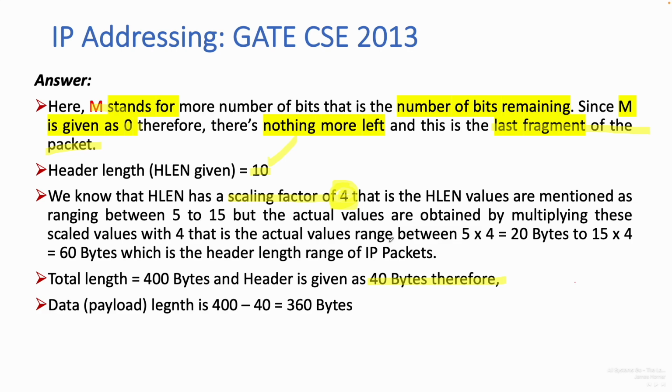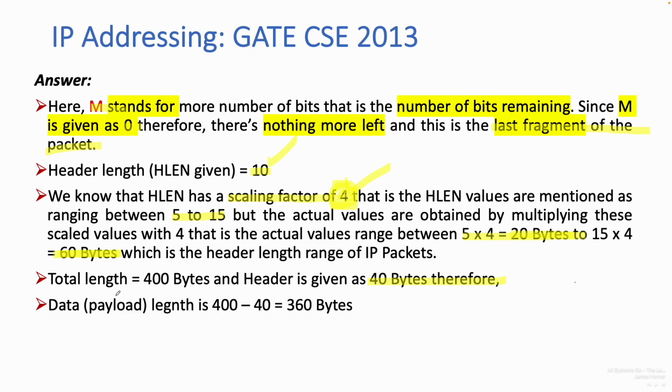Actually the header length of an IP packet is from 20 bytes to 60 bytes, but we scale it with a factor of 4 and consider it between 5 and 15. So 5 multiplied by 4 is 20 bytes and 15 multiplied by 4 is 60 bytes. So the range of the IP header is from 20 to 60, but we scale it from 5 to 15 with a scaling factor of 4.